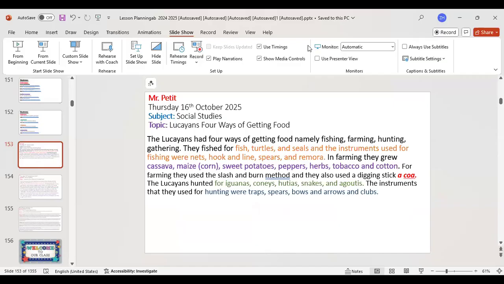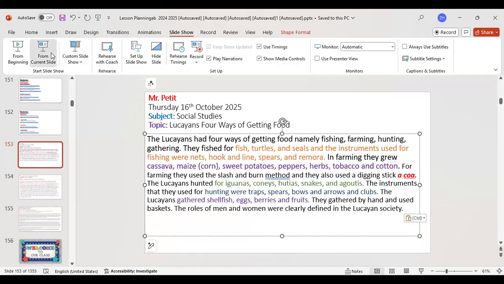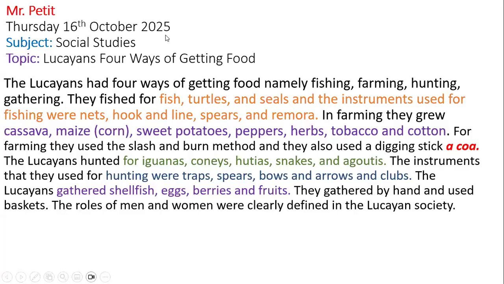All right. Next we have, so they had things that they used to gather. So gathering was a big part of their way of getting food. Okay, go ahead.